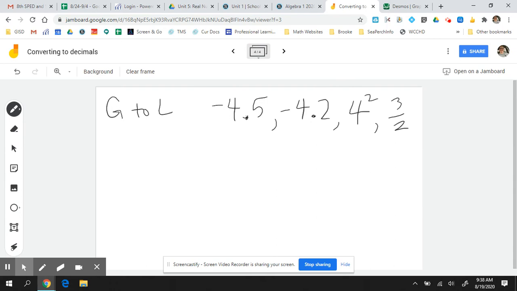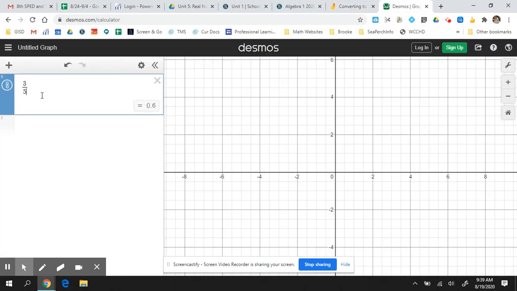The good part is the first two are already in decimals. We need to change the last two numbers. So 4 squared, if you don't know what 4 times 4 is, because that's what 4 squared means, you can go over here to Desmos, and I'm going to do 4. Here's my little square.